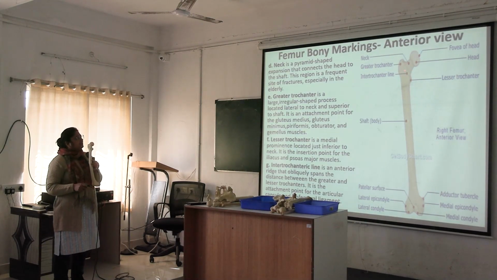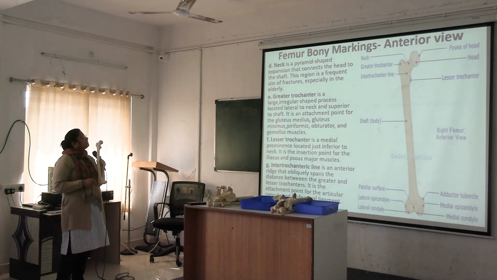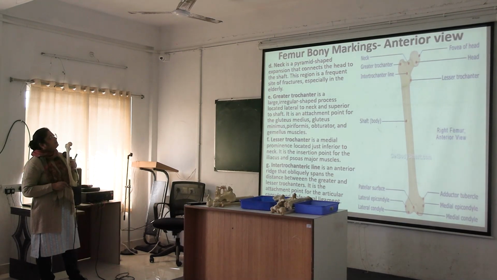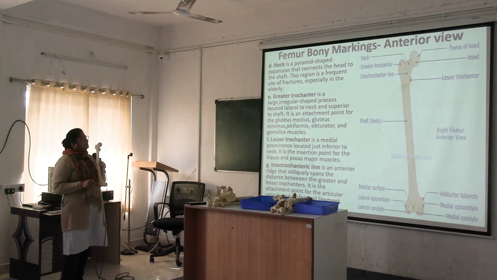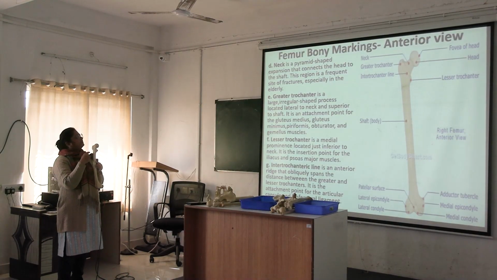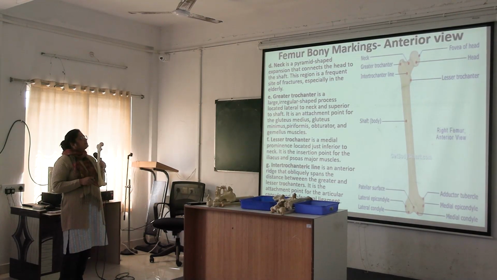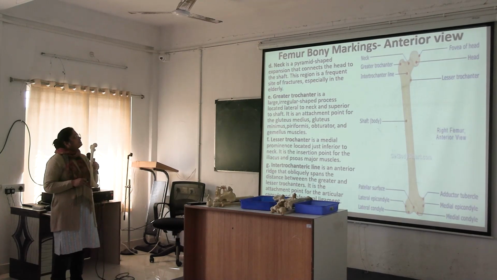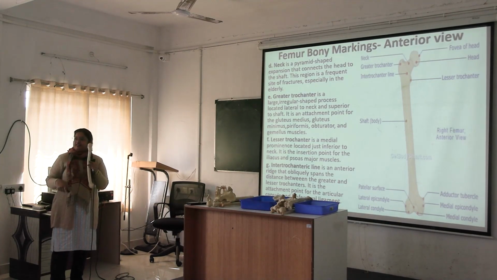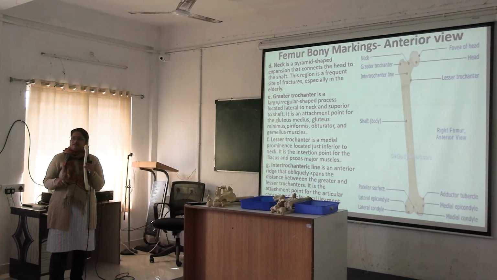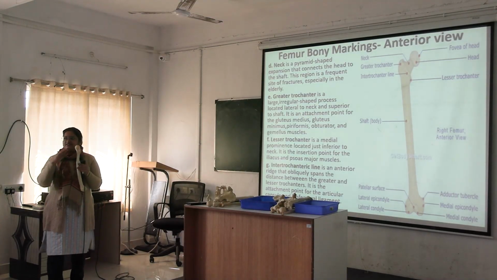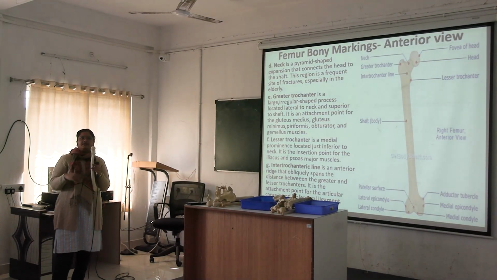Next we are going to the neck. This part is the neck. Okay, the neck is a pyramid shaped expansion that connects the head to the shaft, and this region is a frequent site of fracture, especially in the elderly. We have already discussed fracture neck of femur. Okay, 3 types of fractures are there: subcapital, transverse cervical, basal.